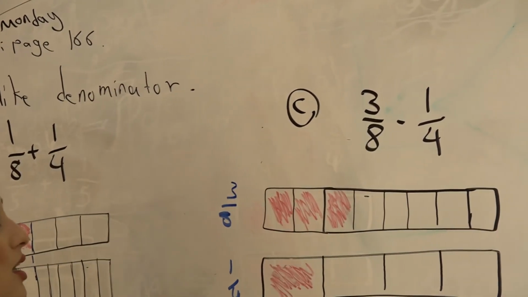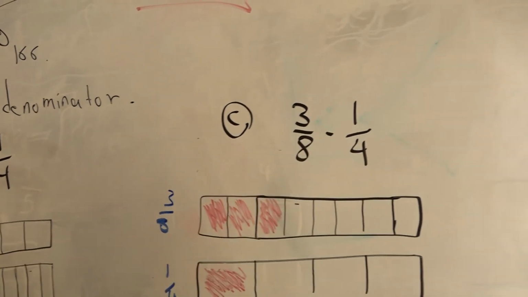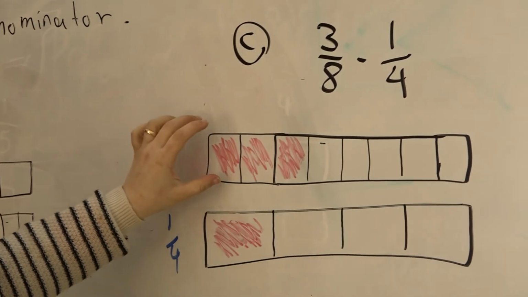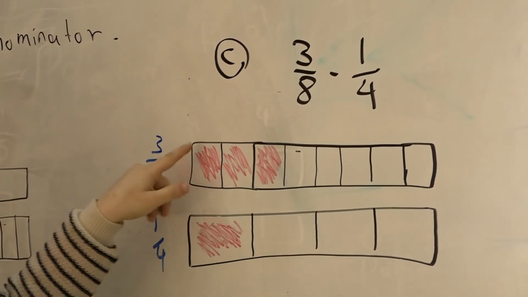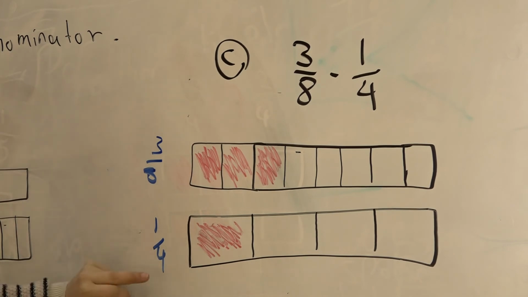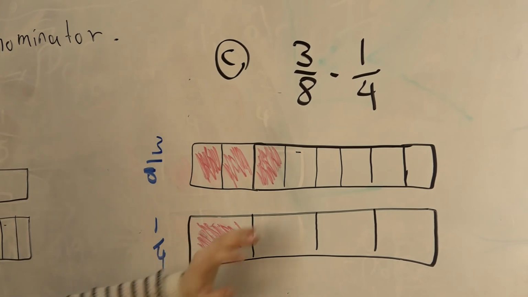For subtracting, part C is homework: 3/8 minus 1/4. At that time, what do we need to do? We divide into 8 parts and shade only 3 parts. Now 1/4 means the denominator is 4, so we divide into 4 parts and color only one of them.